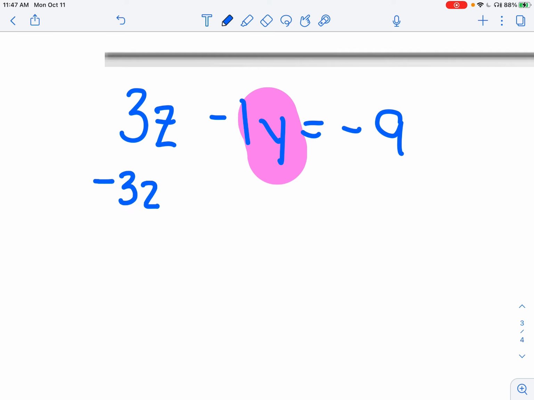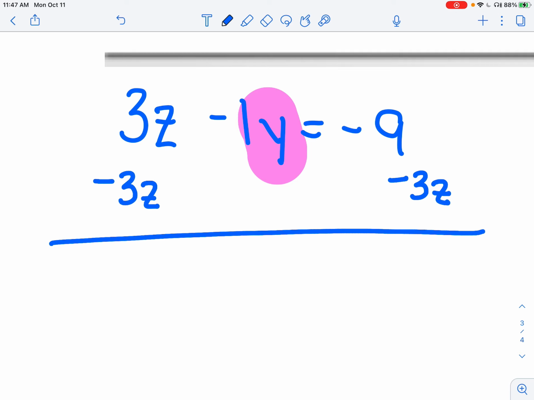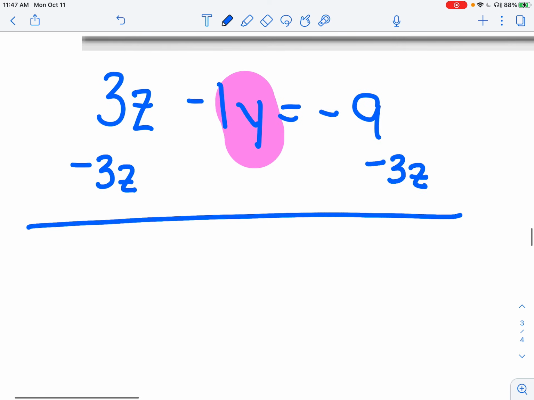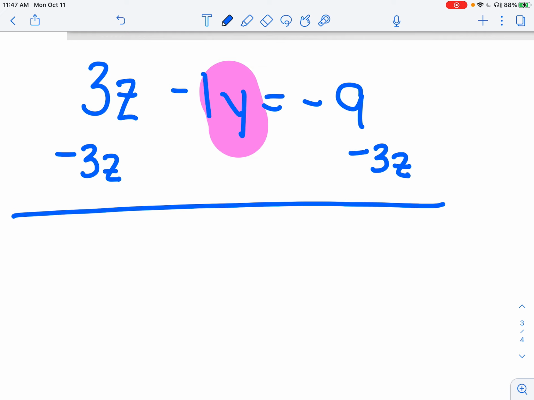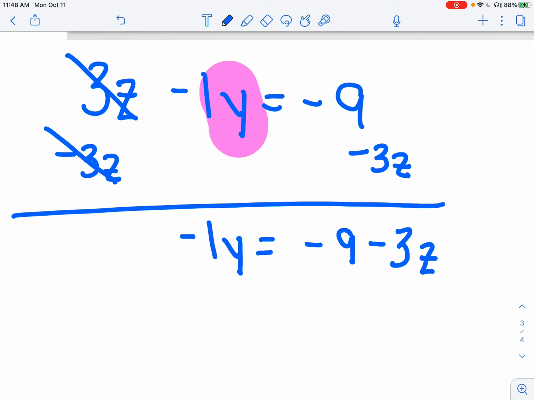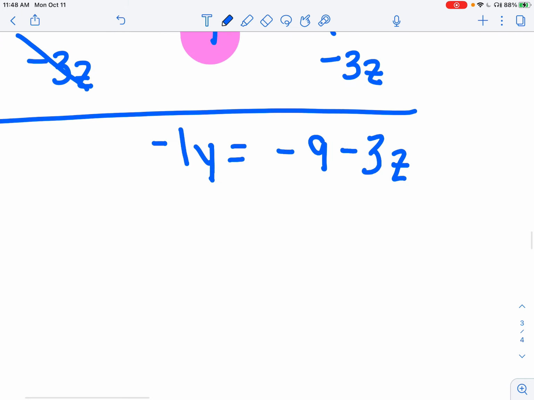Subtract this 3z from each side. I would encourage you to put a little line through your z so you don't think it's a 2. Pull down the -1y, the equal sign, the -9, and the -3z. Y is not by itself, so divide by -1 on every term.